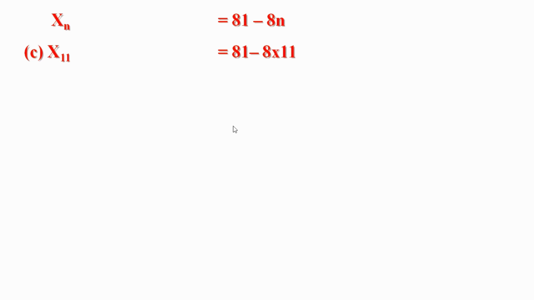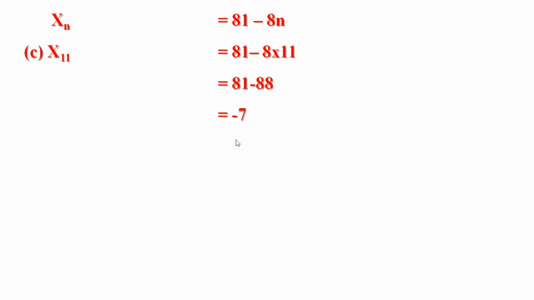11th term means 81 minus 8 into 11, or 81 minus 88, and that is equal to negative 7. And now we can see 11th term onwards the terms are negative. When we take the 12th term, it is 81 minus 8 into 12. When we take the 13th term, it is 81 minus 8 into 13, like that. So all the terms after the 10th term are negative.